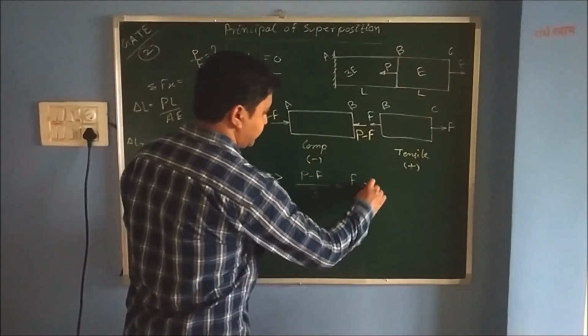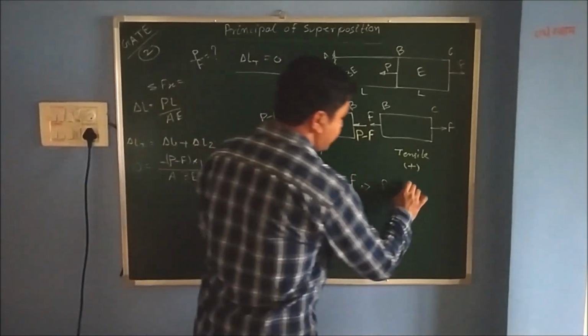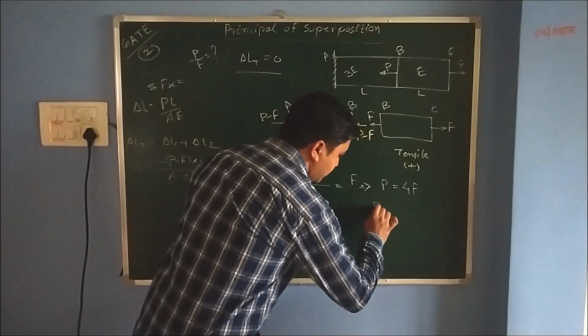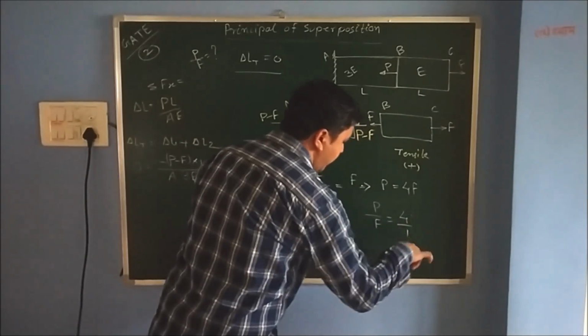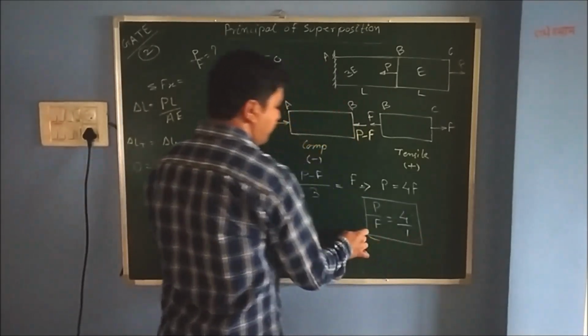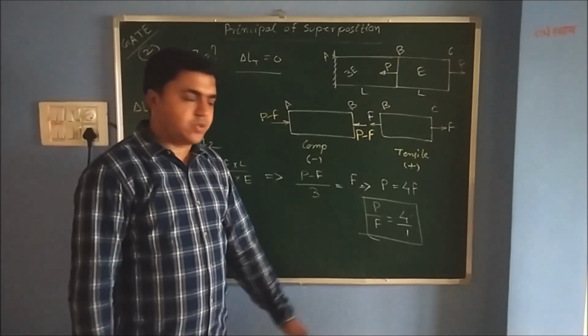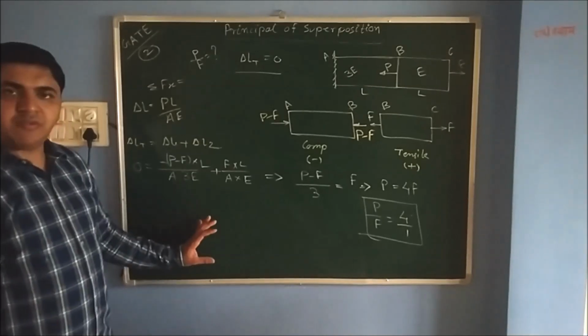You will get P is equal to 3F plus F, that is 4F, and P upon F you are supposed to find. So P upon F is nothing but 4 upon 1. So this is the answer for this particular problem, that is 4 is to 1, the ratio. Okay, so in this way you can solve this type of problem.